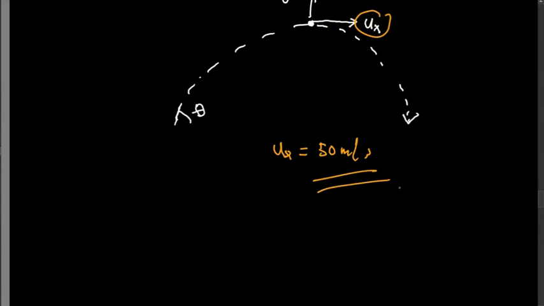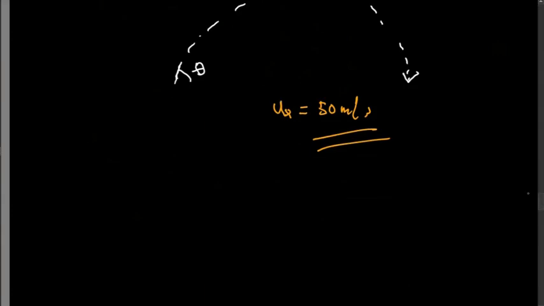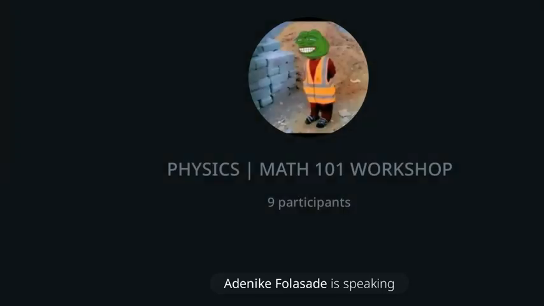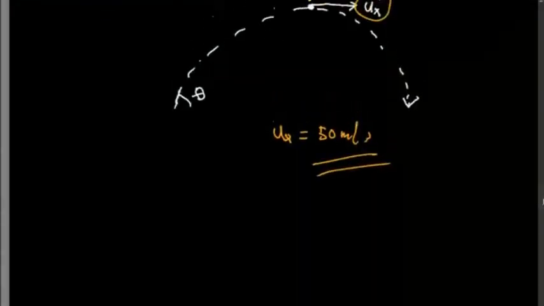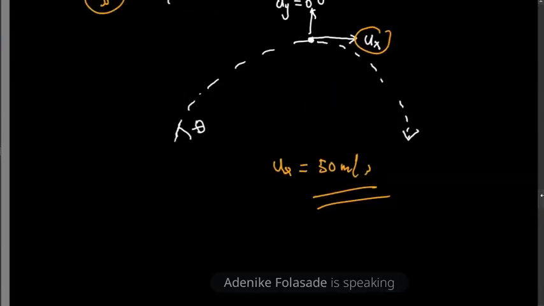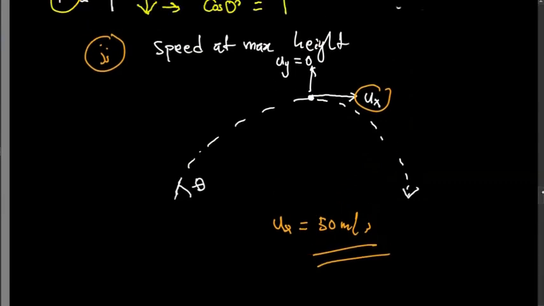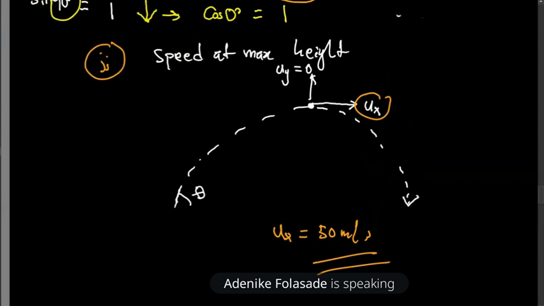Is it clear to everyone? Yes, sir. Okay. I believe everyone understood that too. If you are not clear on something, this is a beginner class. So as many times as you want me to explain, I will explain. Explain what? Explain the part, like the speed at maximum height again.